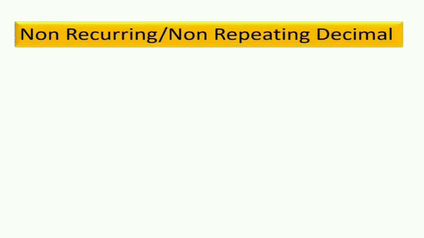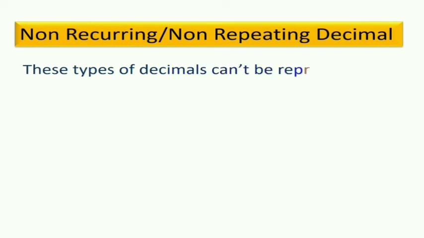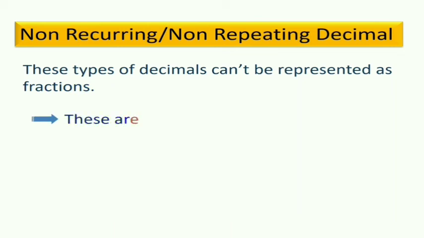Now let's come to non-recurring. What is a non-recurring or non-repeating decimal? A non-terminating, non-repeating decimal is a decimal number that continues endlessly without any continuous repetition of any number. This type of decimal cannot be represented as a fraction. So, these are all irrational numbers.